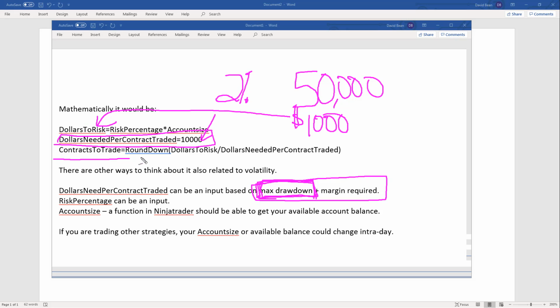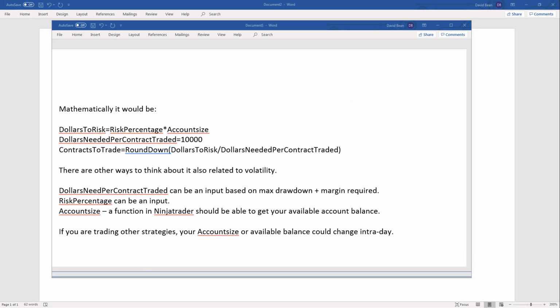And so contracts to trade, you'd round down, you don't want to round up, is the dollars to risk, $1,000, divided by dollars needed per contract traded. So in this case, you have 0.1. But since you can't trade 0.1, that initial answer was not correct. Unless you're talking about 0.1, that means you could trade a micro instead of a mini in that situation.